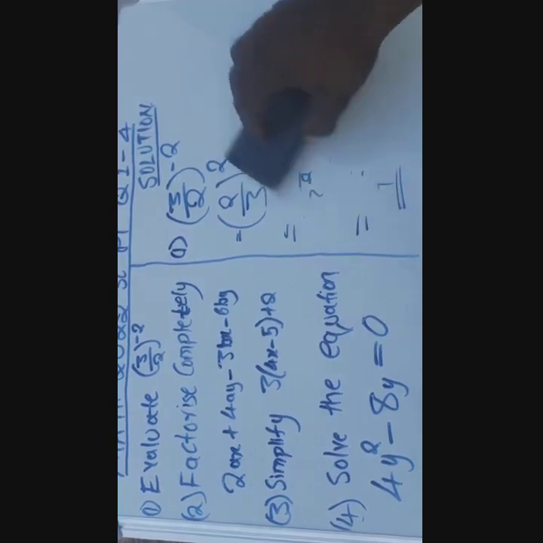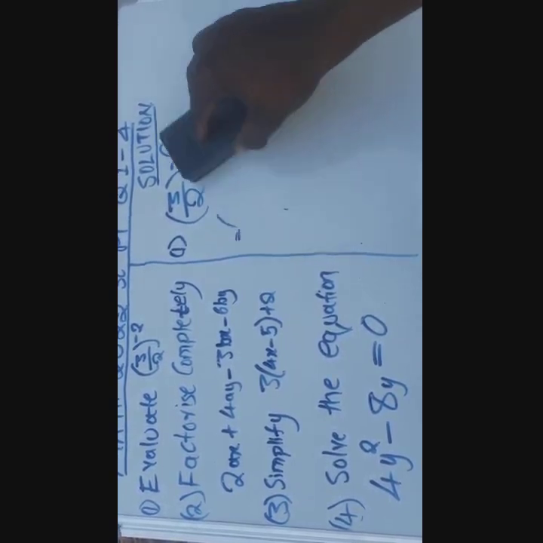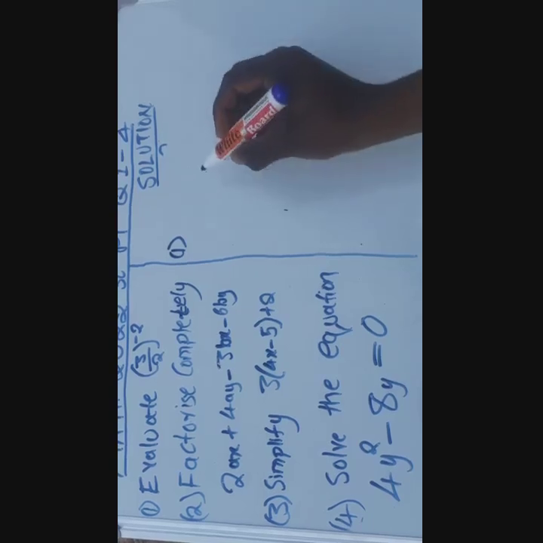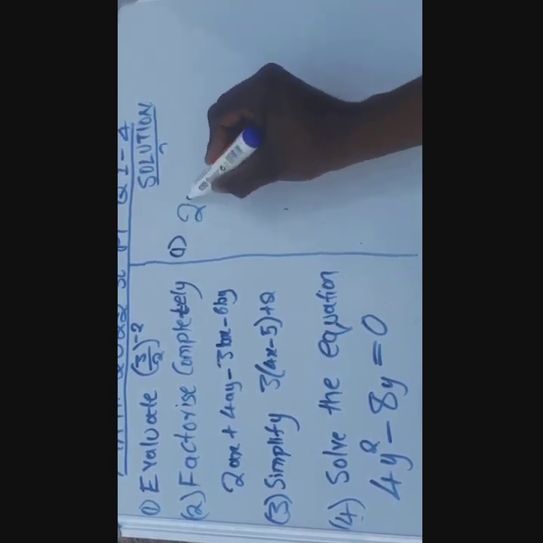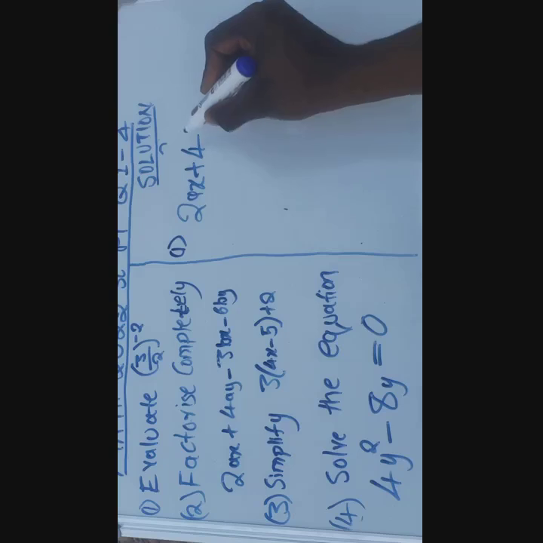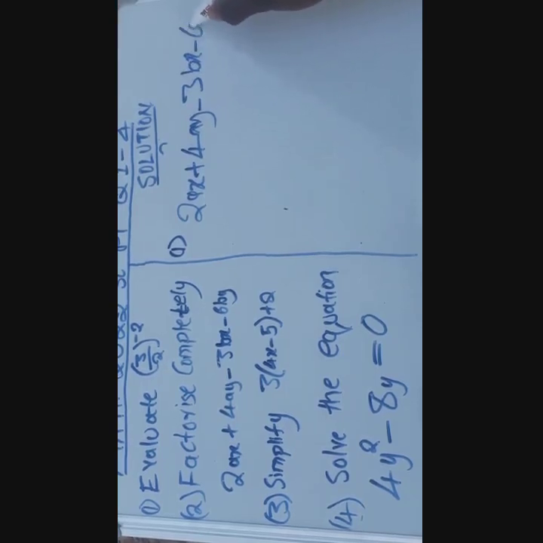Question 2, we've been told to factorize completely. So now we've been told to factorize completely, and in this case we've been given this expression: 2ax plus 4ay minus 3bx minus 6by.